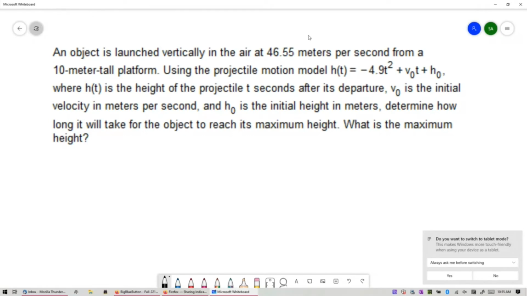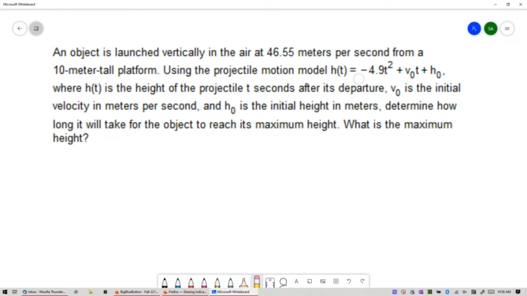So here we have a question coming from our chapter on applications of quadratic functions. It says an object is launched vertically in the air at 46.55 meters per second from a 10-meter tall platform using the projectile motion model.